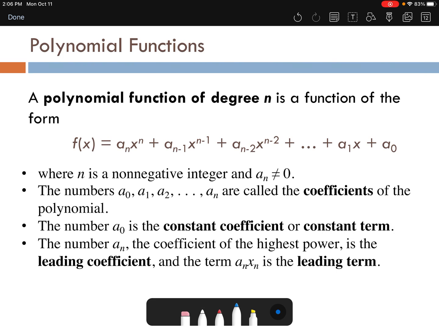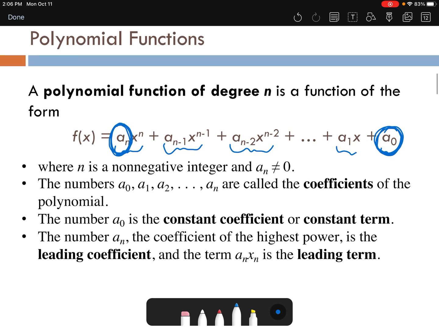Every term in a polynomial is what we call a power function. And we always start with the highest degree, highest power of the variable, and move down. The numbers in front are called coefficients. The number at the end, if there's no variable, is called a constant. Now, the leading coefficient is the first term's coefficient. So whatever the highest power is, the leading term is the first term.